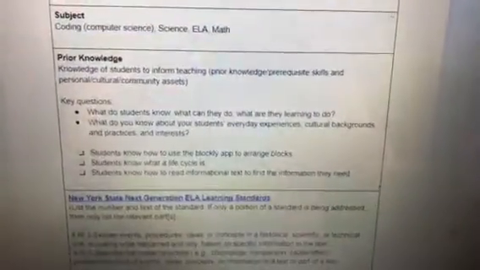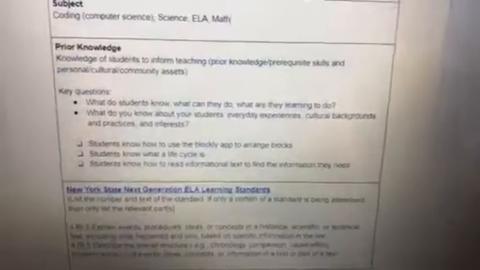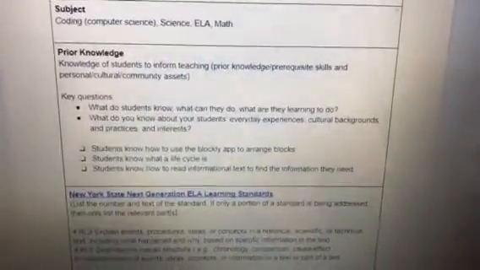Their prior knowledge is going to be that most likely they're going to know the animal that they chose, and they're going to know about life cycles and what they are. They're going to know how to use the Blockly app and how to arrange blocks.